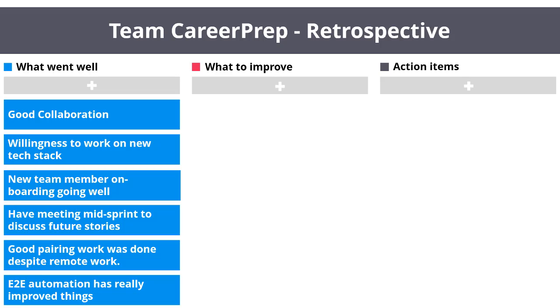What went well? Good collaboration. Willingness to work on the new tech stack. New member joined the team and onboarding is going well. Have meeting mid-sprint to discuss future stories. Helps get the team on board and understand what's coming. Good pairing work was done despite remote work. End-to-end automation has really improved things. The team delivered all the planned work, even with big stories.